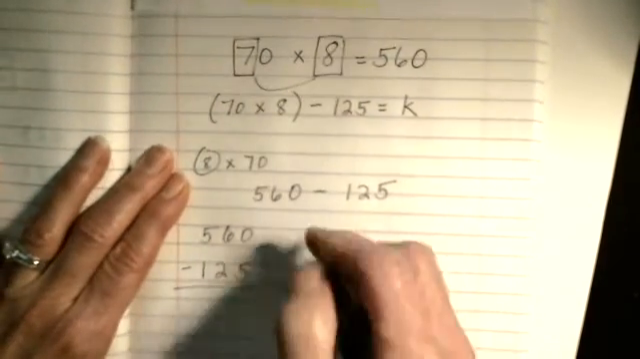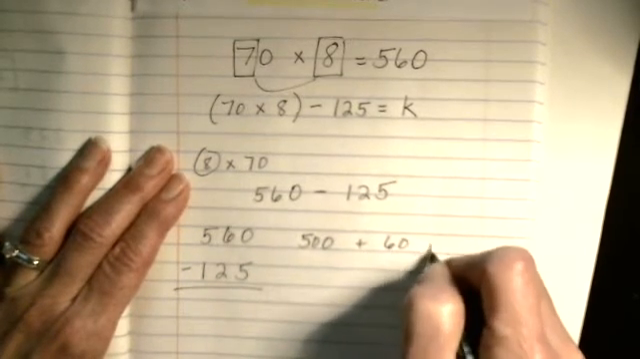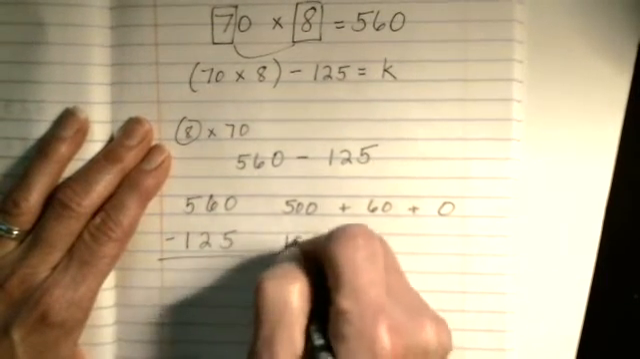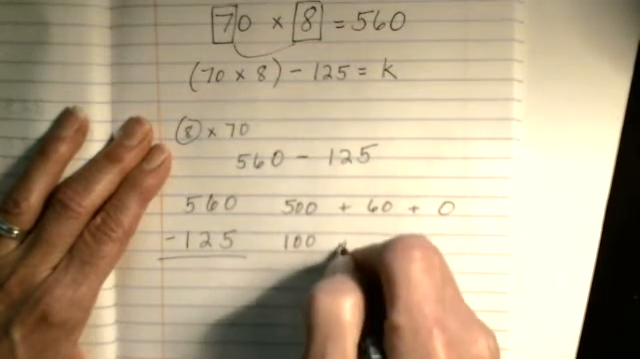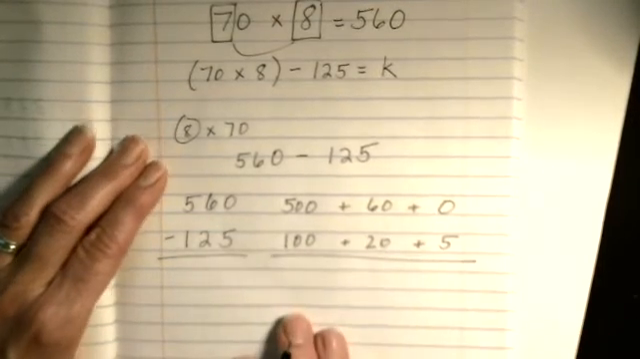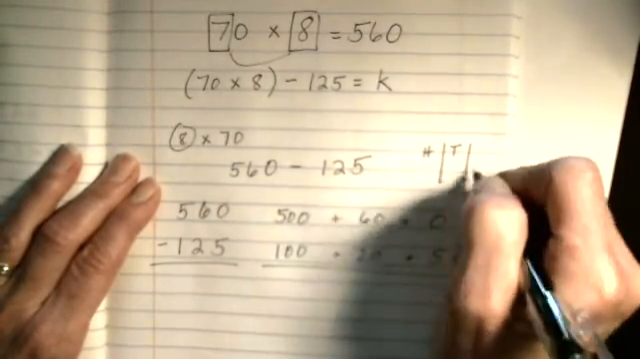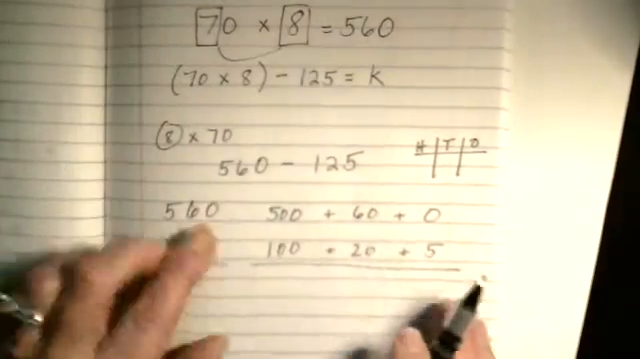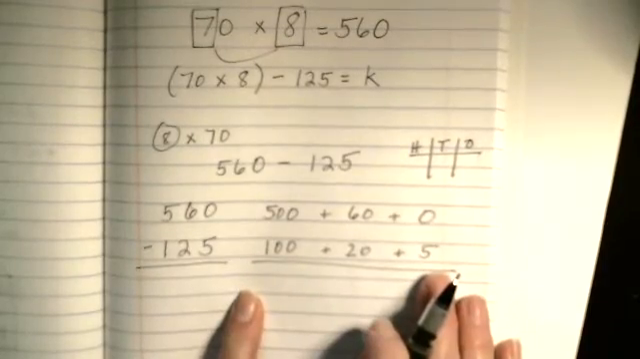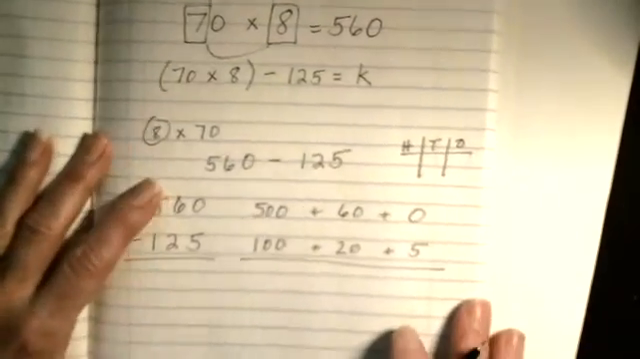So I'm writing the problem, then I'm going to write 5 is 500, 6 is 60, and 0. 125, the 1 stands for 100, the 2 is 20, and 5. Okay, and just to remind you what we're doing here, ones, tens, hundreds, is what we're doing here, okay? So this is your visual to help you picture what we're doing here.